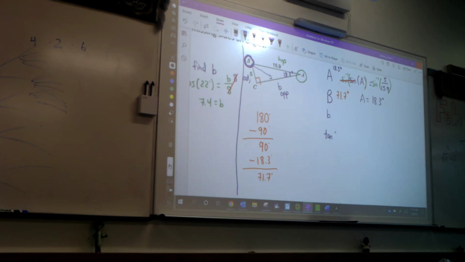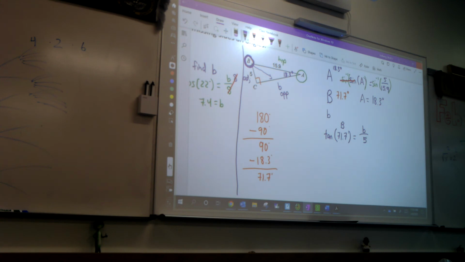So, tangent of which angle? We're going from B. What is B's degree? I'm asking you what is the measure of angle B? 71.7. Alright, so the tangent of B, which is 71.7, is going to be opposite over adjacent. That's going to be side B over our adjacent side, which is 5.